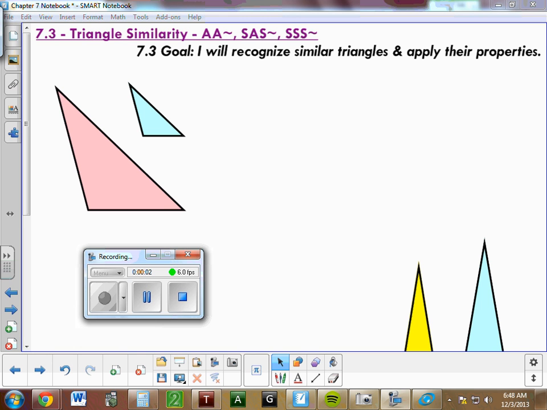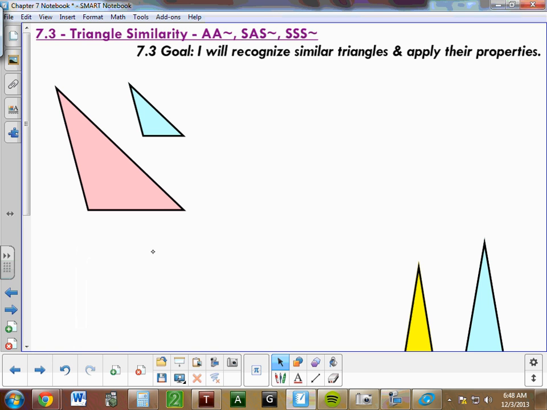All right, everybody. We are moving on to 7.3, so triangle similarity. This is going to be similar to the times that we prove triangles congruent with things like side, side, side, angle, side, angle, side, angle, side. For triangle similarity, if you want to prove that two triangles are similar. So let's remember what similar means again. Similar means that all angles are congruent and then all sides are proportional.